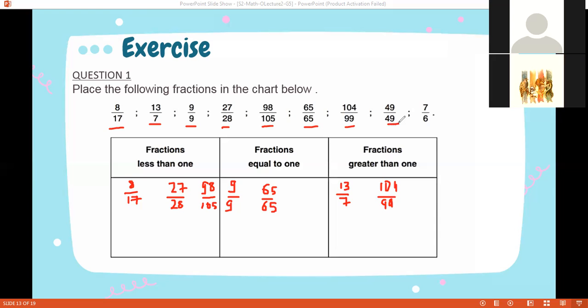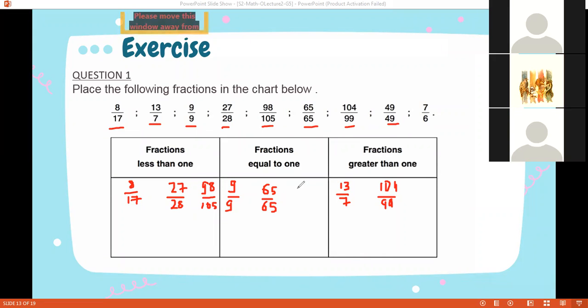Selena. Yalla Selena. We have 49/49. Equal to 1. Very good, Selena. So 49/49 is equal to 1. Very good. Ali Tahine.